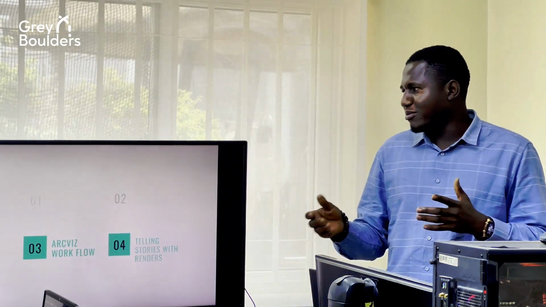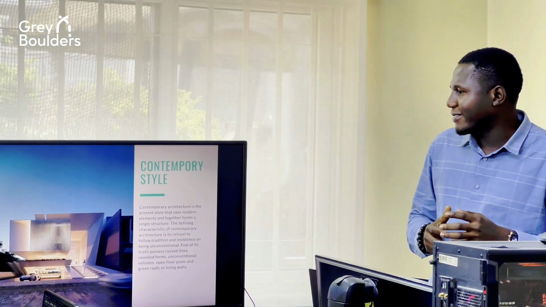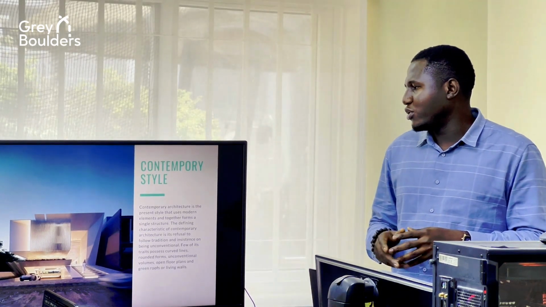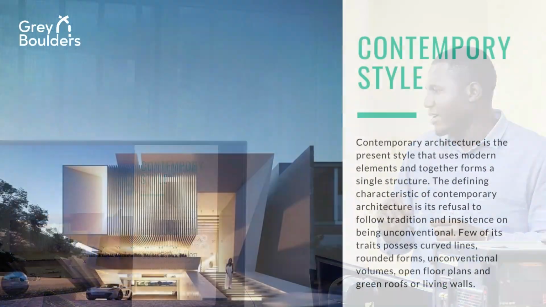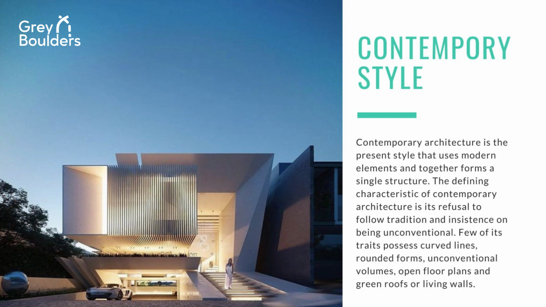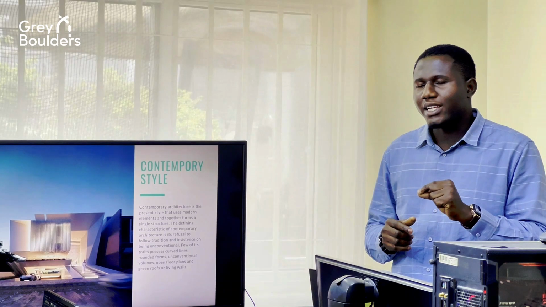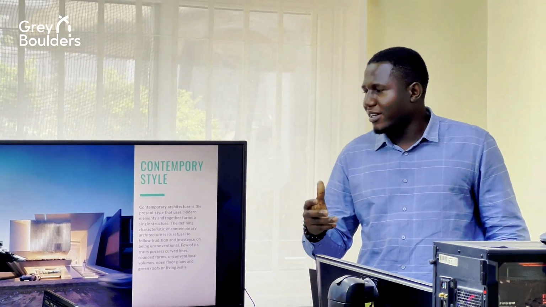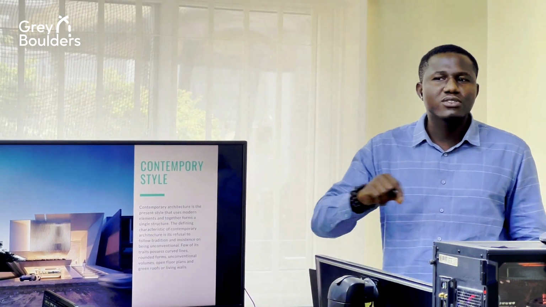So let's begin by understanding what a contemporary design is, or what the contemporary style is. It's a style that is modern. We use it in this present time. So it uses modern elements together to form a single structure. The defining characteristic of contemporary design is its refusal to follow tradition, and it insists on being unconventional. That is, whenever you start a contemporary design, you do not want to do what has been done before. You want to create something different.